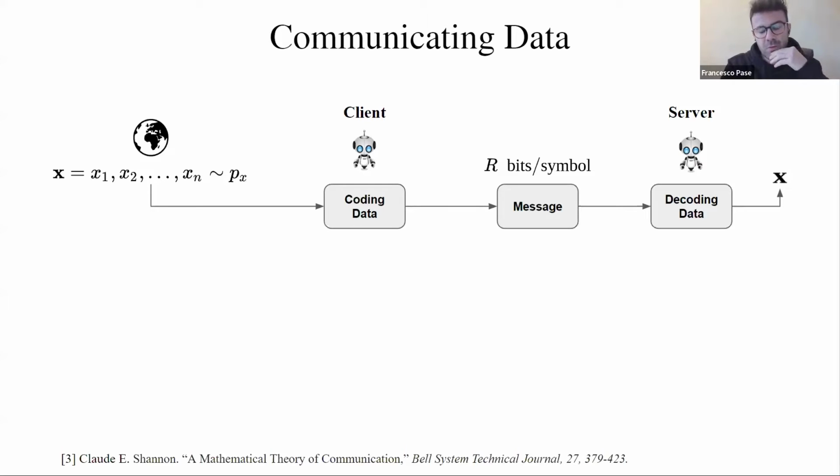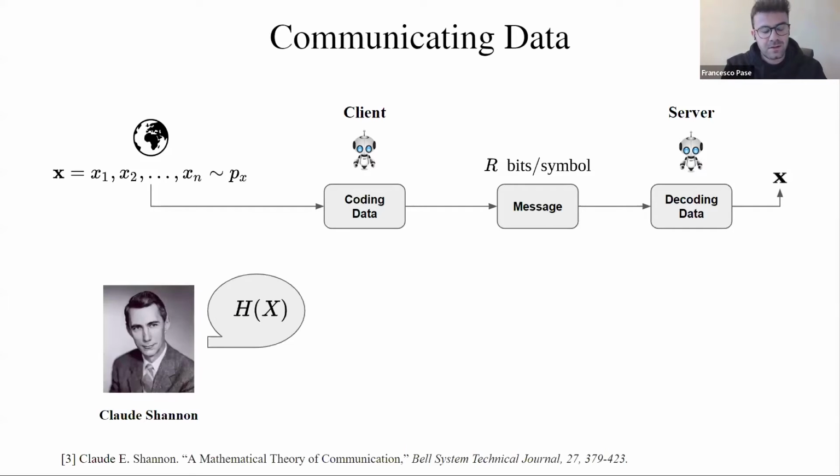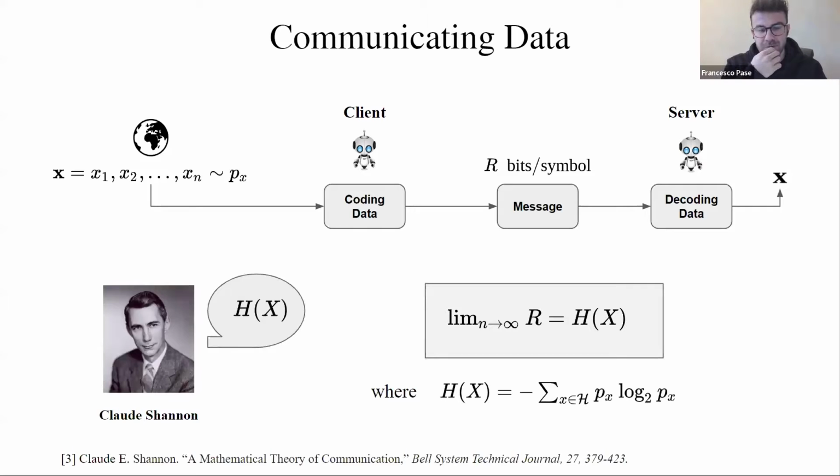Now, the question is, what is the minimum rate that we need in such a way that the server is able to decode exactly the same sequence of x1 up to xn? And Shannon could, of course, provide the answer to this question in the seminal paper, where basically he showed that as n goes to infinity, so as the sequence becomes longer and longer, we can basically code a message such that at H of X bits per symbol, we can send reliably this information to the server.